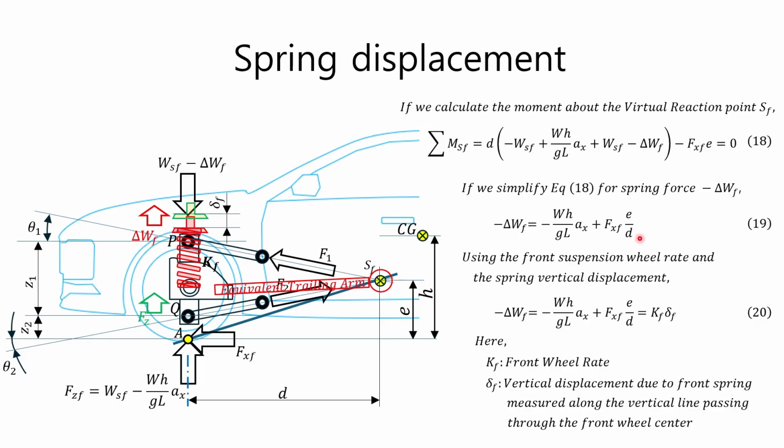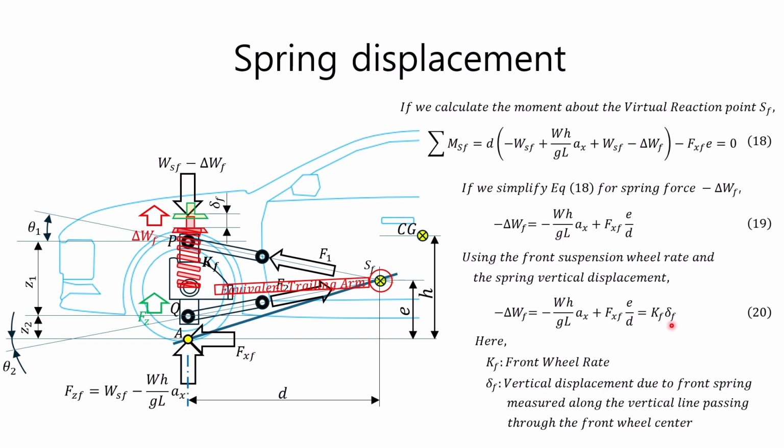Meanwhile, the force acting vertically to the front wheel center, delta WF, can be expressed as equation 20 using the front suspension wheel rate and the vertical spring displacement measured at the front wheel center. The vertical spring displacement relative to the wheel center is not measured along the actual spring axis, but is measured vertically from the front wheel center and means the displacement caused by the front spring. In equation 20, Kf represents the front wheel rate, and delta F represents the front vertical displacement due to the front spring measured along the vertical line passing through the front wheel center.